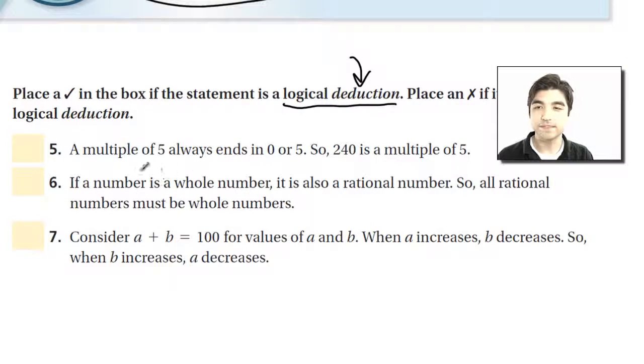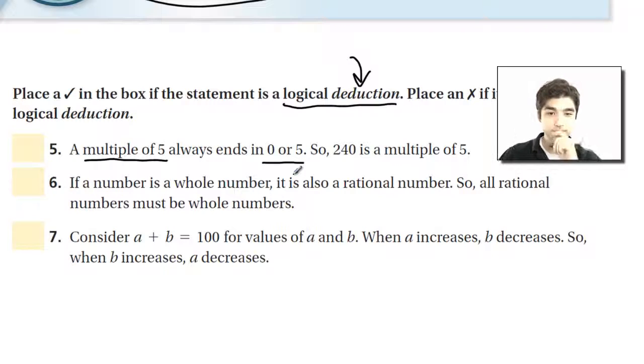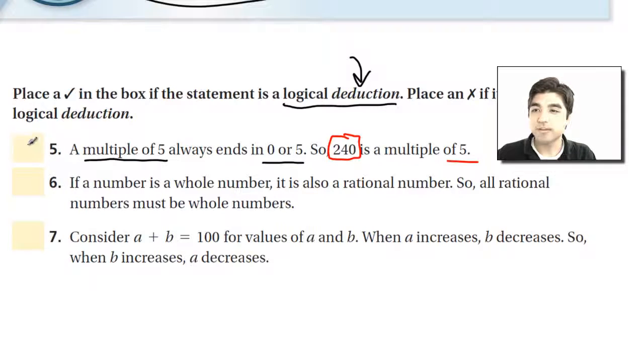And here's some examples here. It says a multiple of 5 always ends in 0 or 5. So they have a number here, 240, and they're asked, is this a multiple of 5? So is 240 a multiple of 5? And yes, we could logically deduce it without even doing the calculation, that 240 is a multiple of 5 based on this previous information that we just learned.